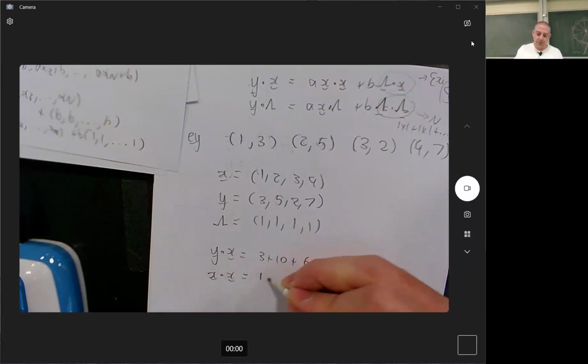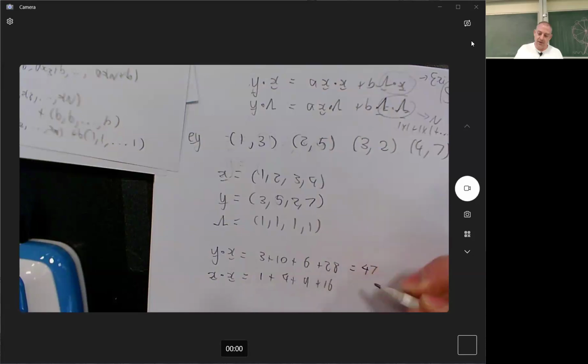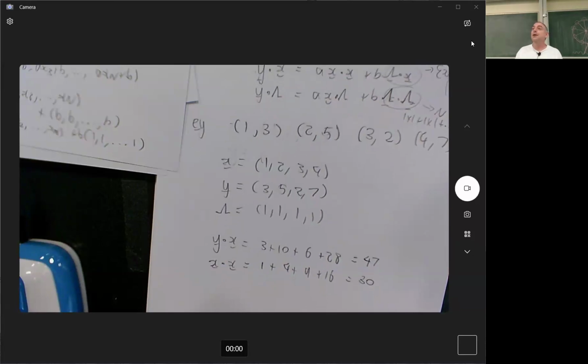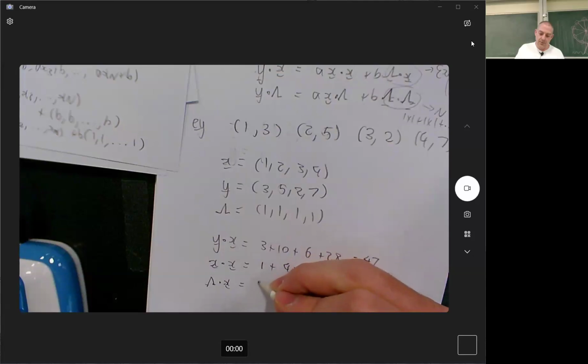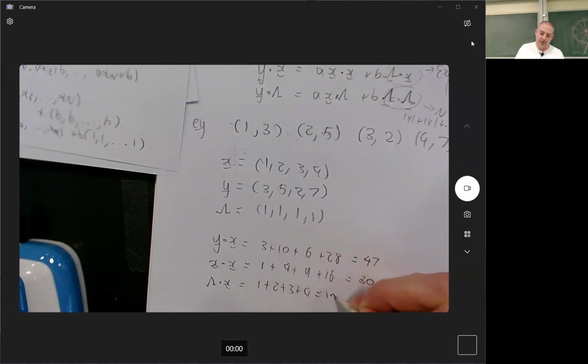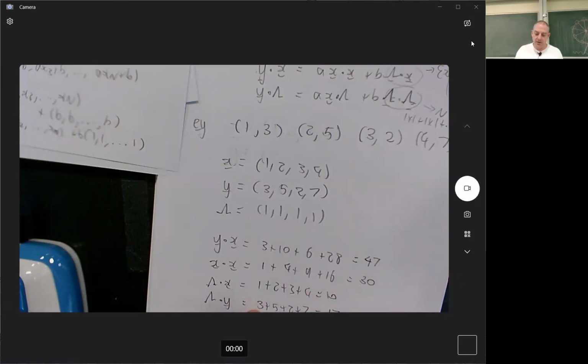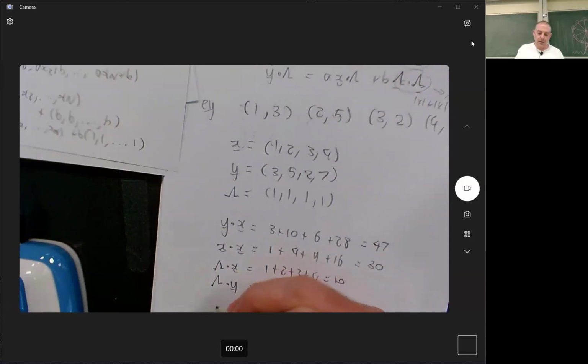So x dot x is 1 plus 4 plus 9 plus 16, which is 30. That's cool. Okay. And what else do we need? We need lambda dot x is 1 plus 2 plus 3 plus 4, which is 10. And lambda dot y is 3 plus 5 plus 2 plus 7, which is 17. Because that's 10 and that's 7, yep. And lambda dot lambda is 4. Sweet.